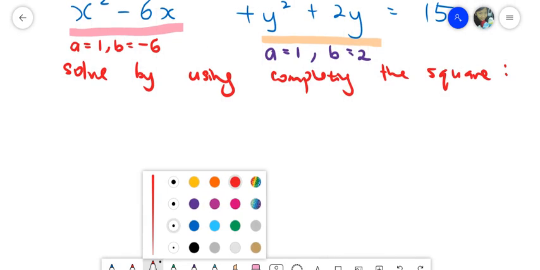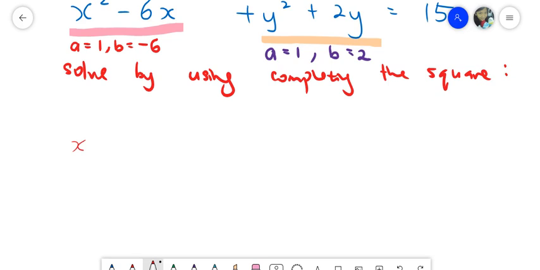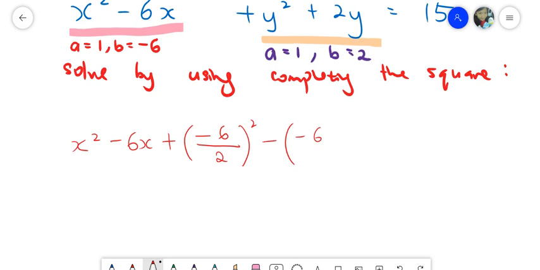You just need to copy back, yes, x squared minus 6x, then add up with b over 2a. So what's your b? b over 2a, because your a is 1. Okay, then minus with negative 6 over 2a. Is it okay?